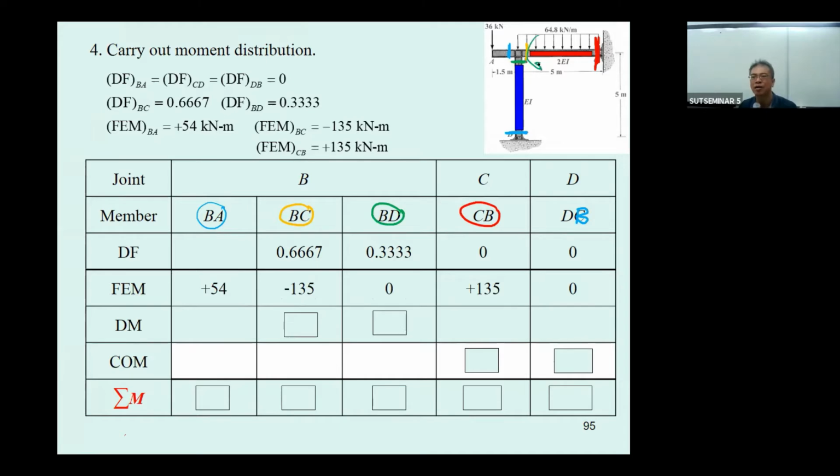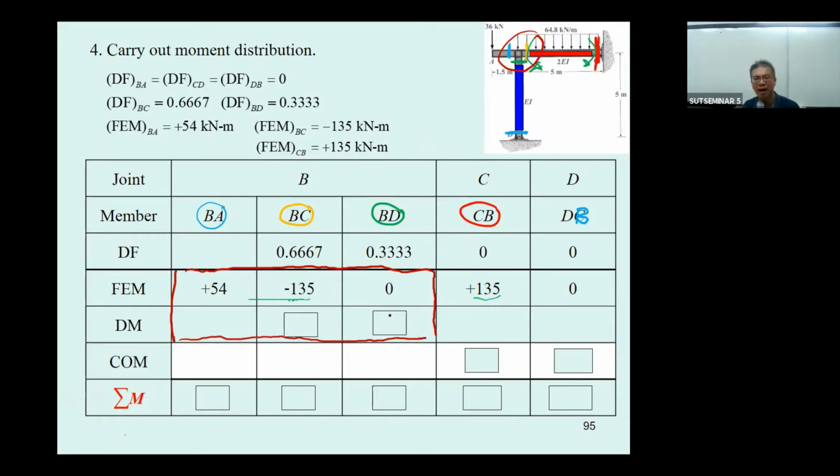We have the fixed end moment for this one. This is fixed end moment BC, that is going to be negative, and another one, this one is going to be positive. And then coming into the choice B, the choice B that we consider has 3 members, and you can see the moment is not in equilibrium.